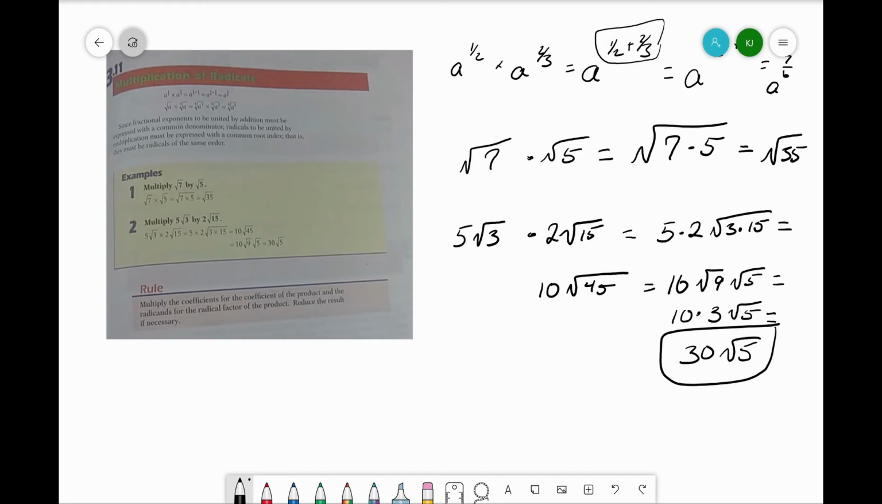So our rule down here is to multiply the coefficients for the coefficient of the product and the radicands for the radicand of the product, and reduce the result if necessary. So that's what we did for that last problem, is we reduced it down as far as we needed to. So let's go over some of your problems together. Let's do question 5.